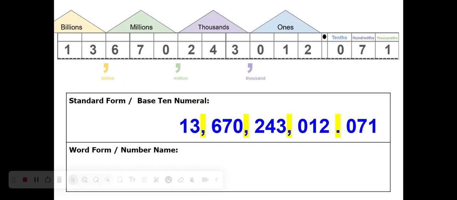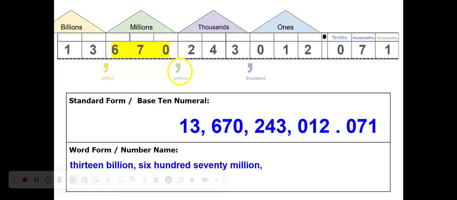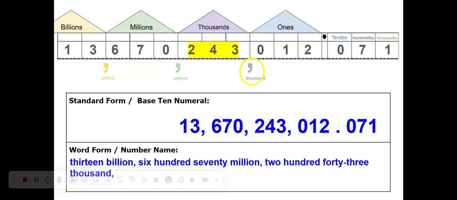We have to make sure that we say 13 billion, and that's what we're going to write down in words, 13 billion. Next, we have 670 million. We're going to write just exactly what we said out loud, 670 million. Now let's look at the thousands. We have 243,000, so we will write that as 243,000. Next we have 12, so we will just write the word 12.